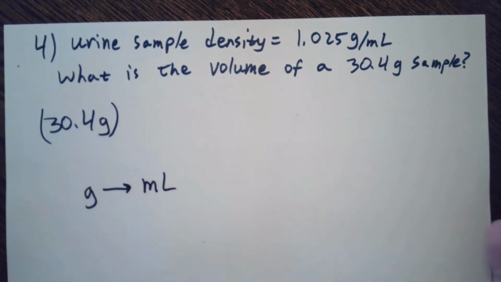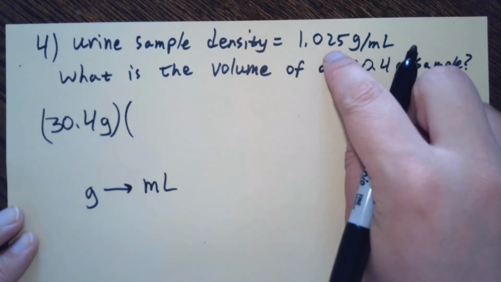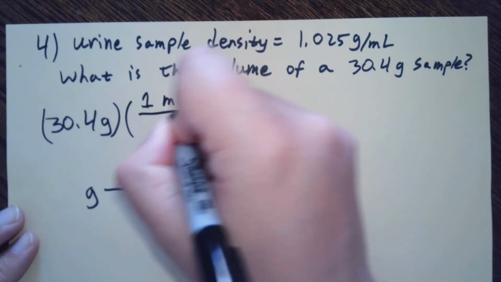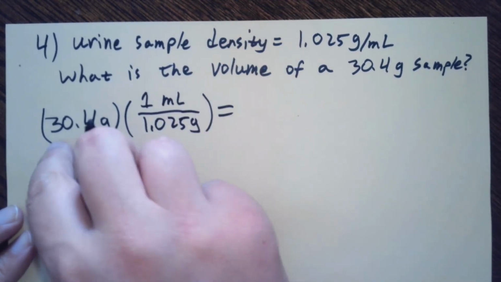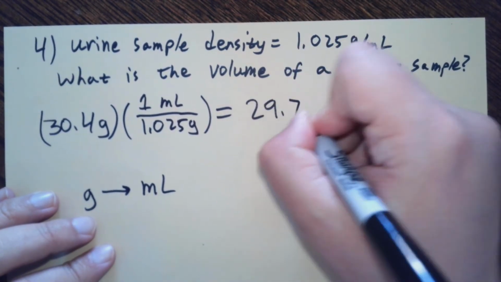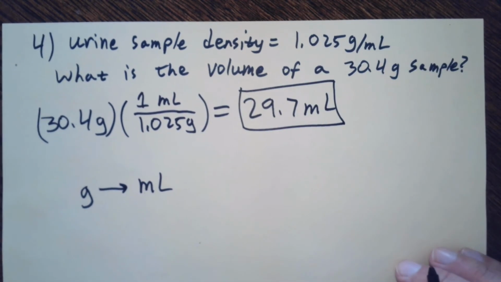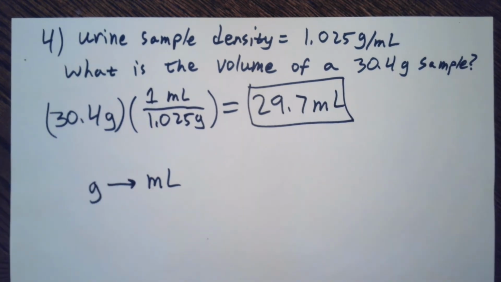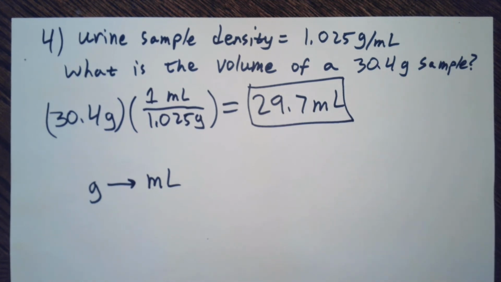Why do they do this one last? What's up with that? Alright, so there's 1.025 grams per milliliter, or there's 1 milliliter for every 1.025 grams. Looks like we'll actually get 3 sig figs here. And it ends up being 29.7 milliliters. So now you know how much a 30.4 gram bag of urine weighs. Congratulations. Have fun with that. Assuming it has that density. That can actually fluctuate a little bit based on various factors.